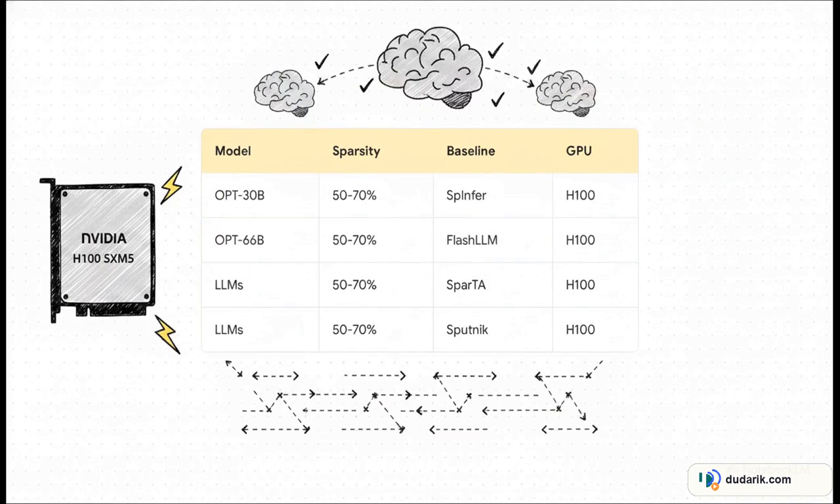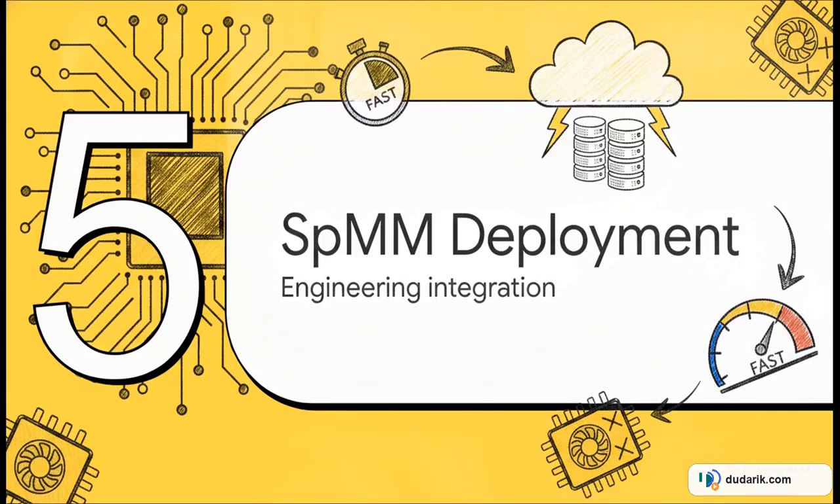As you can see here, they rigorously tested across heavyweights like OPT30B and OPT66B. They used NVIDIA H100 SXM5 GPUs and ran batch sizes of 16 and 32. And they proved consistent dominance across 50, 60, and 70% sparsity levels, consistently beating established baselines like SpInfer, FlashLLM, Spartia, and Sputnik. This robust testing proves it's a highly stable, high-performance solution. Let's wrap up with Section 5, deploying the SpInM kernel.